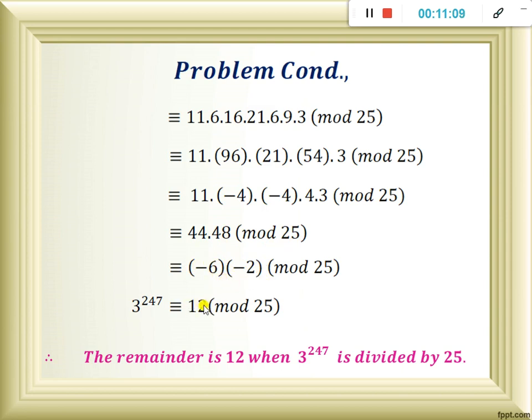So multiplying this negative on both, you will get 12. We can't reduce 12 further using 25. Therefore this is our required remainder. So the remainder for 3 power 247, when divided by 25, is 12.